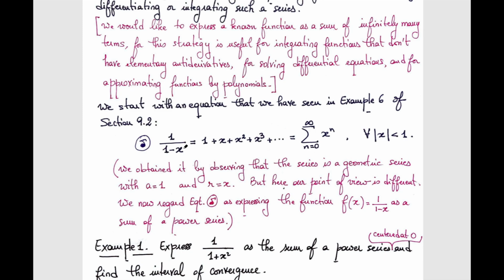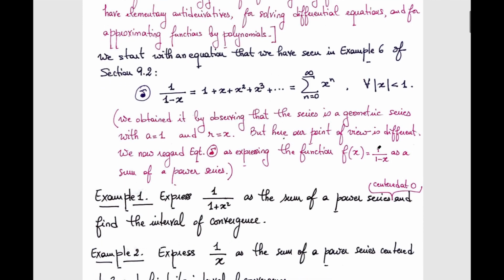So this is something we know, and in this section we're going to look at it from a different point of view. We're going to regard it backwards. We're going to say, okay, I have this function, which is 1 over 1 minus x, and I can express it as a power series centered at 0 in this case. So this function can be represented by this for all x between -1 and 1. All right, so here's an example.